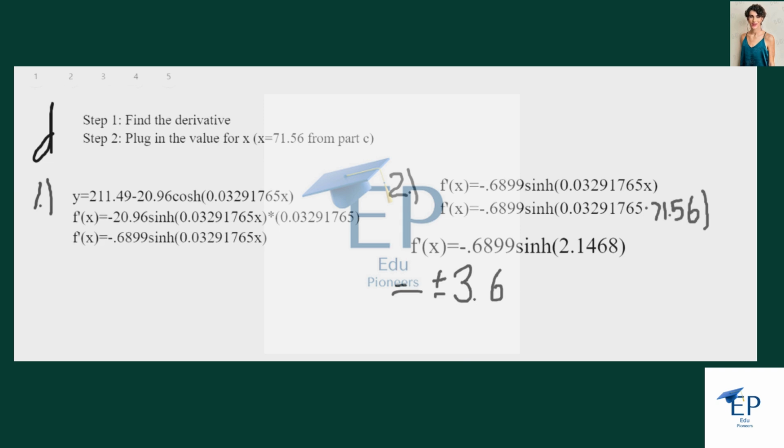So there you have it. That's part D. Find the derivative and then plug in the value of x that you're interested in. Again, sine hyperbolic, cosine hyperbolic can be found in your calculator, and that wraps up question number 4.